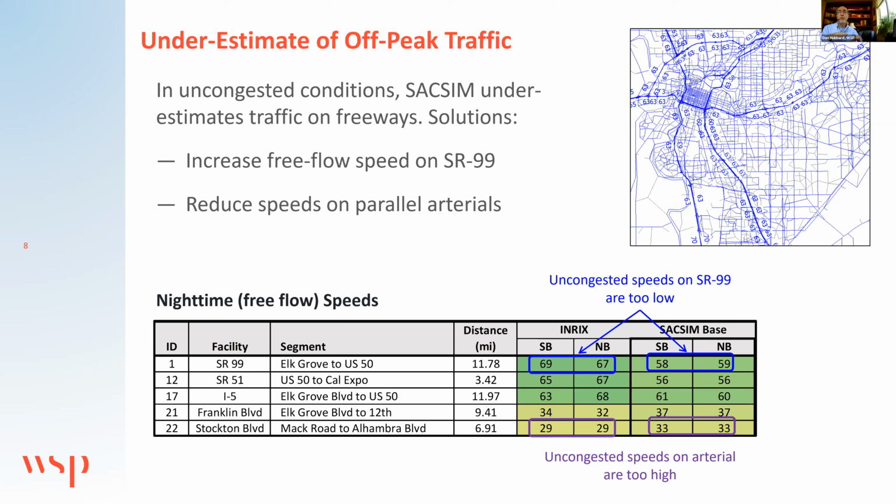And so the tweaking that we did was to increase the free flow speed on SR99 and 51 and reduce the speeds on the parallel routes. And because I-5 acts as an alternative route and we didn't want to mess up the relationship between the two, we also increased the speeds on I-5. We did not increase the speeds on all the other freeways in the region.